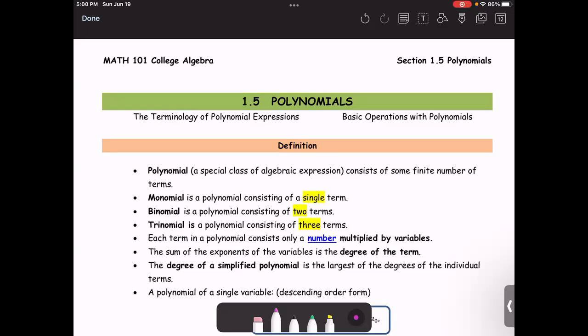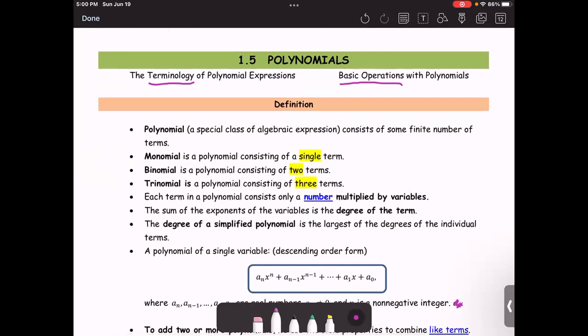Section 1.5 Polynomials. In this section, we will look at the terminology of the polynomial expressions and basic operations with polynomials. Definition of the polynomial. It is a special class of algebraic expression which consists of some finite number of terms.